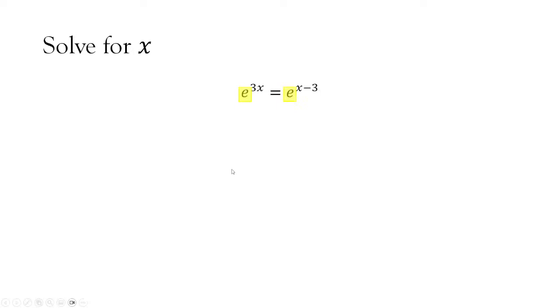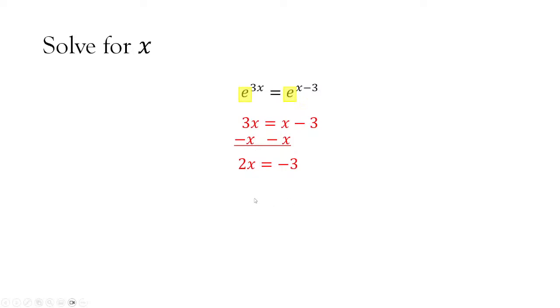Since the bases match, I can set the exponents equal to each other. So in this case, I have 3x is equal to x minus 3. From here, we've actually already done the hard work. Now we're just solving a linear equation. So how do I solve for x from here? Let's start off by subtracting x from the left and right. On the left, 3x minus x, I get 2x equal to, and I still have a negative 3 here. Now I have 2x is equal to negative 3.